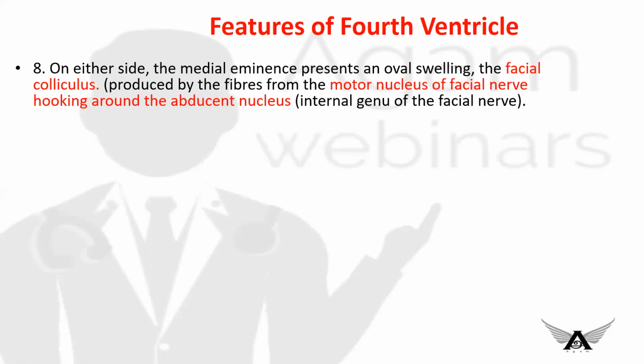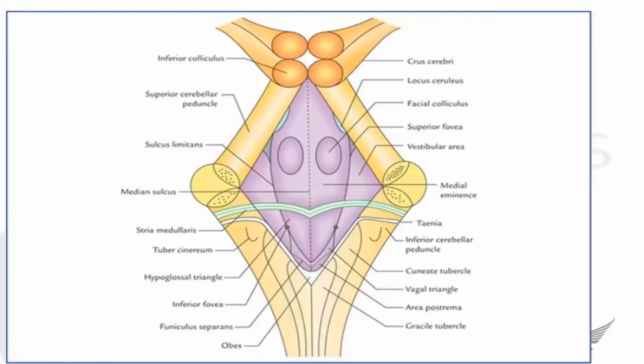On either side, the medial eminence presents an over-swelling called the facial colliculus. It is produced by the motor fibers from the motor nucleus of the facial nerve hooking around the abducent nucleus, the internal genu of the facial nerve. It is very important. So I will show you. This one is called the facial colliculus.